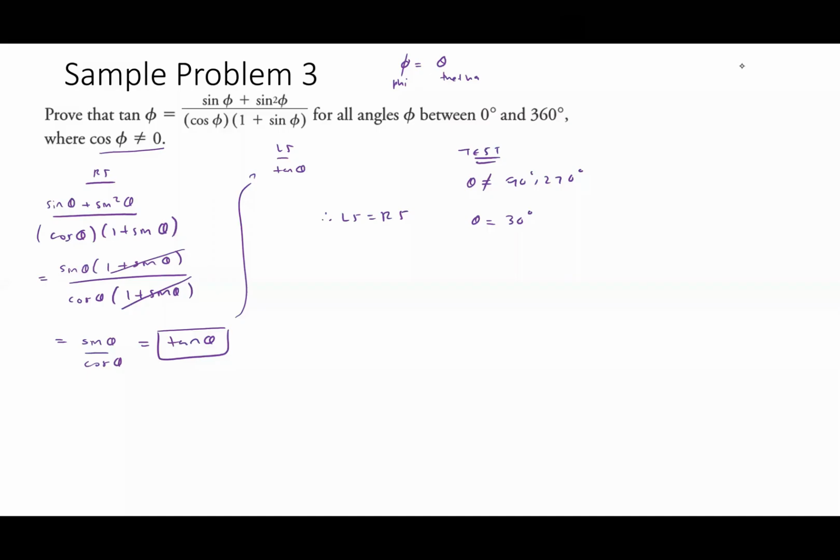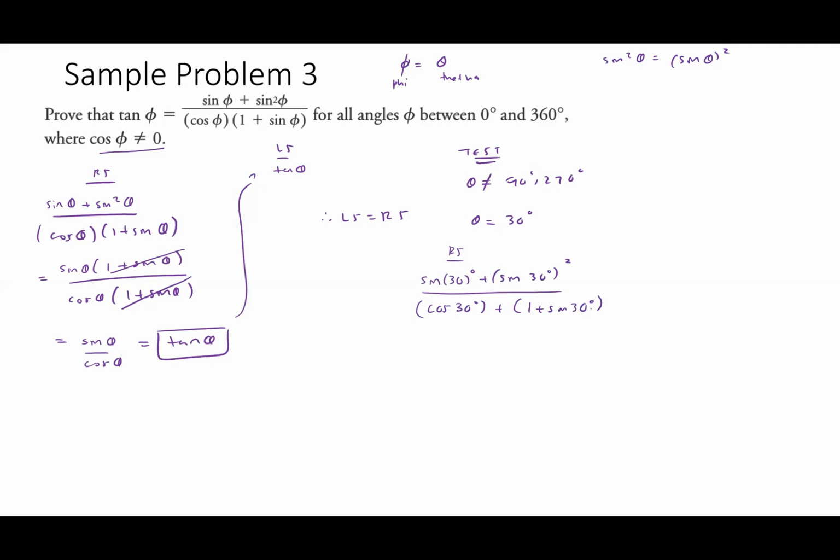Okay, so if we're testing theta is equal to 30 degrees, what I'm going to do here is plug it into my right side. So sine 30 degrees plus sine 30 squared. You have to recall that sine squared theta is the same as writing sine theta squared, and so forth with all the other ratios. So just remember that in the back of your mind. Denominator, you have cosine 30 degrees times 1 plus sine 30 degrees.